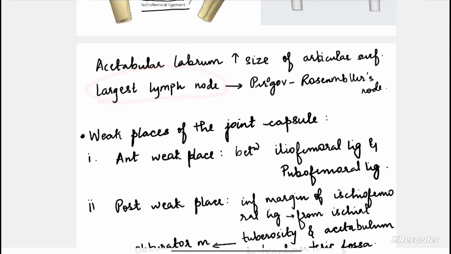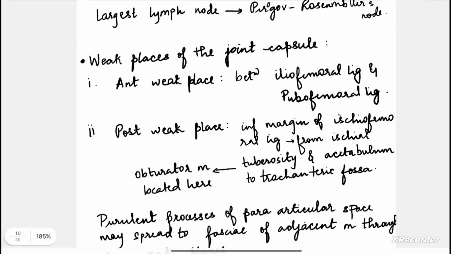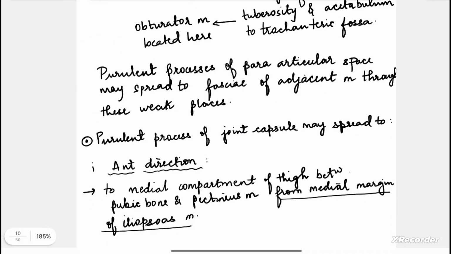Largest lymph node is Pirogov-Rosenmüller's node. Now, the weak places of the joint capsule are the anterior weak place, which is between the iliofemoral ligament and pubofemoral ligament. The posterior weak place is the inferior margin of the ischiofemoral ligament, from the ischial tuberosity and acetabulum to the trochanteric fossa, where the obturator muscle is located. Purulent processes of the para-articular space may spread to the fascia of adjacent muscles through these weak places.